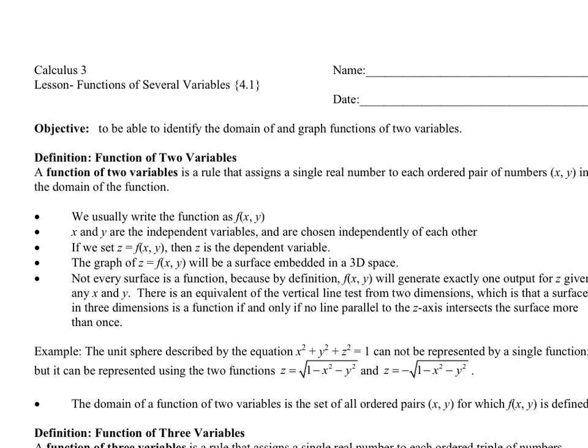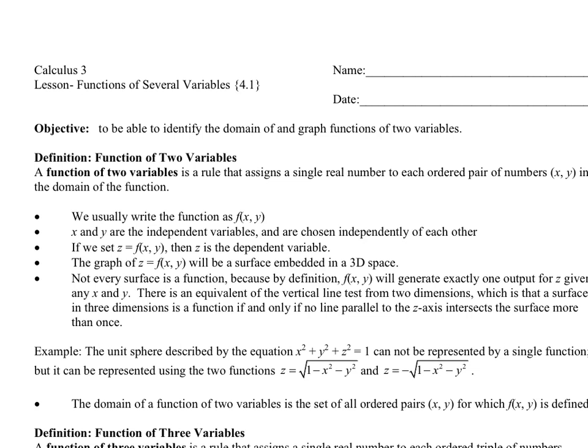Right. So, like everything else, we start off understanding the basics and then go from there. Generally, we write the function as f of x comma y. F of x comma y takes the place of z. So you might have something that says z equals x squared plus y squared, for example. It could also be written as f of x comma y equals x squared plus y squared.